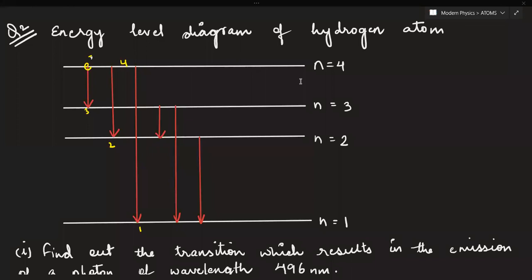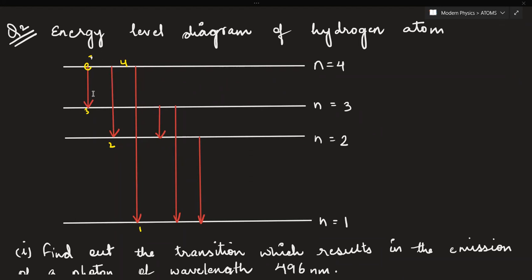So the energy level diagram of the hydrogen atom is given. 1, 2, 3, 4. So 4 orbits are given and different rays you have. One transition is from second to first. This one is from third to first. This is from third to second, and this one is from fourth to first. This is from fourth to second, and this is from fourth to third.